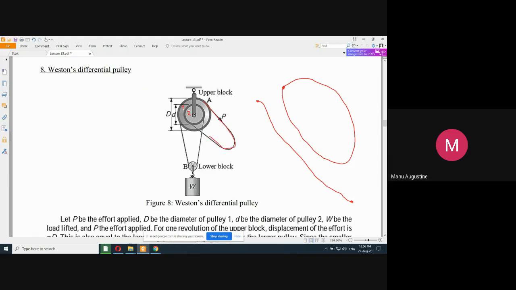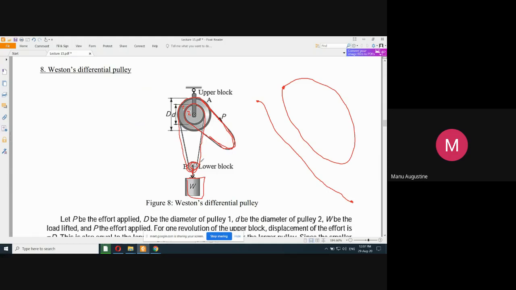It starts from the larger block, comes around, goes to the lower block, winds up the whole way around, and comes down, takes a loop, and goes back to the larger pulley. This is how it is completely wound. And at this nape, which is forming below, another small movable pulley is attached, and with this movable pulley, the weight is attached. This is the configuration of your Weston's differential pulley.